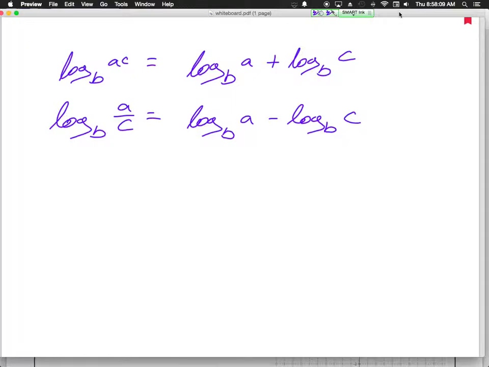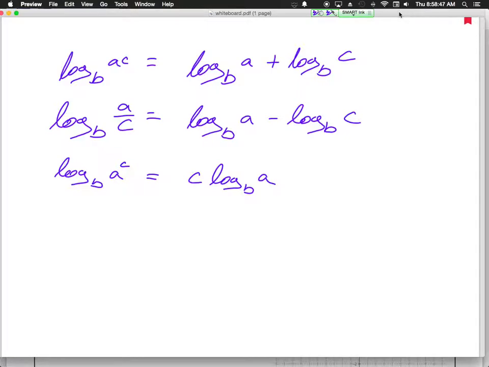The third property, if I have log base B of A to a C power, that can be rewritten as C log base B of A. So that means if I have something with a power inside of a log, I can take that power and move it to the front of the log. And I can also go the reverse. If I've got a number in front of the log, I can move that number to the exponent inside of the log. Again, both of these work both ways. I can go from the left to the right and from the right to the left.